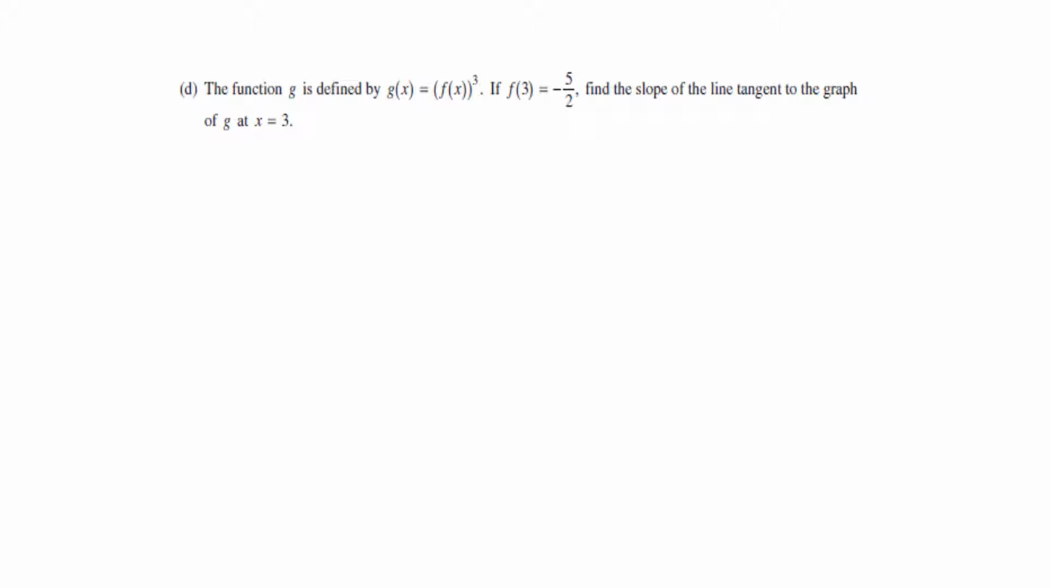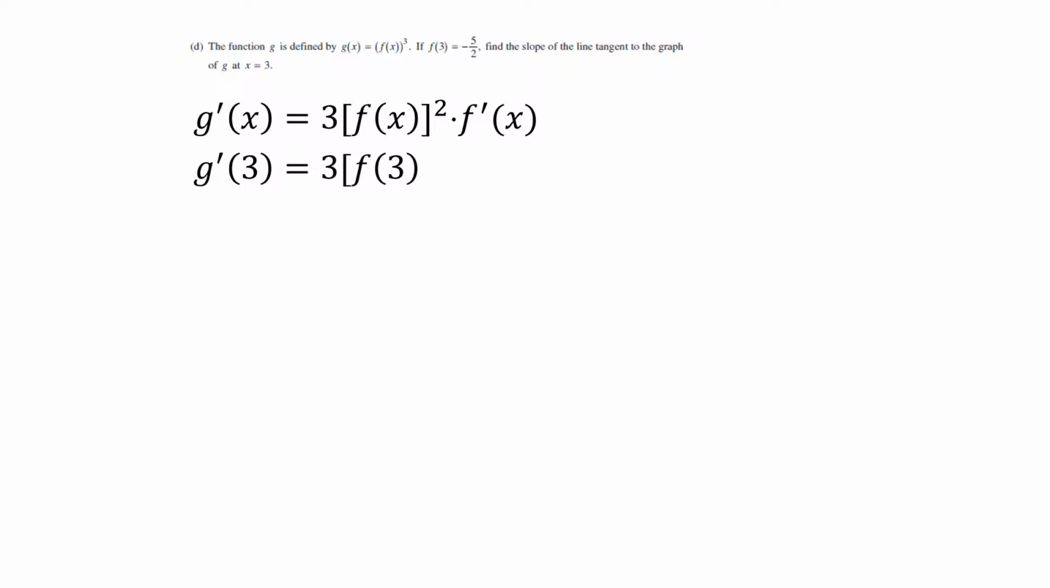In part D, we are given the function g of x equals f of x cubed, and f of 3 equals negative 5 over 2, to find the slope of the tangent line of g at x equals 3. First, we find the derivative of g based on the chain rule, which is g prime of x equals 3 times f of x squared times f prime of x. Then, we find the slope of the tangent line at x equals 3, which is g prime of 3 equals 3 times f of 3 squared times f prime of 3.